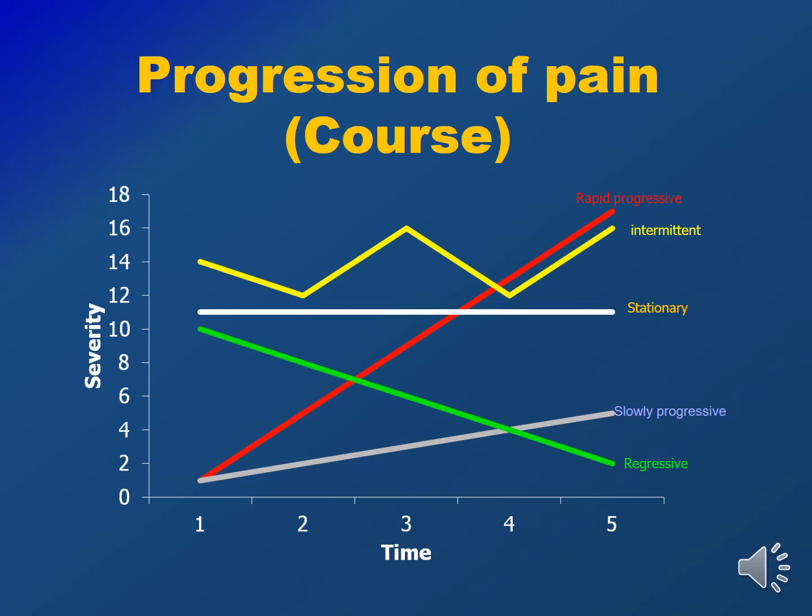What about the course? Now the patient has a full picture of the disease. From this point, is the pain increased, decreased, or stationary for hours or days? And also if it comes and goes, like an intermittent course. Also, the increase in severity is either slowly increasing or rapidly increasing.